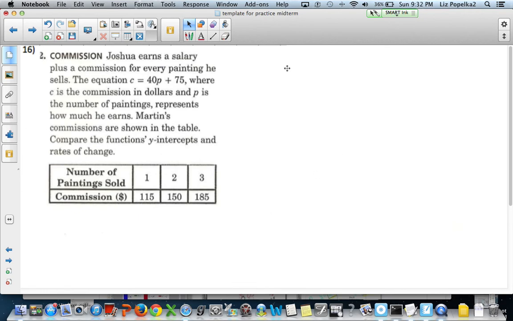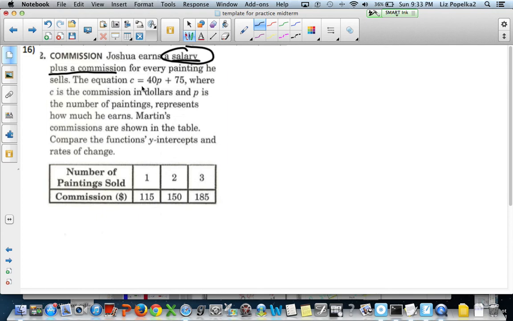Number 16, Joshua earns a salary plus commission. So what that means when you earn a salary plus a commission, salary is the amount of money you get paid for your job no matter what kind of a job you do. Commission means that the better job you do, it's like extra money that you get for doing an even better job. So he gets paid a certain amount of money no matter how much he does. Then he gets a commission for every painting he sells. So commission is like extra money.